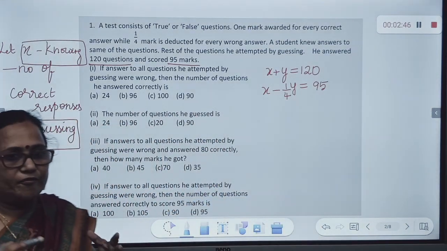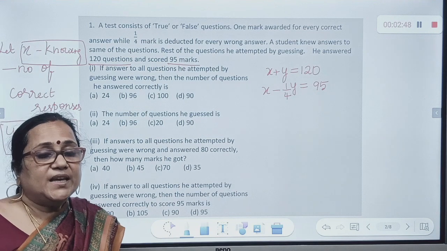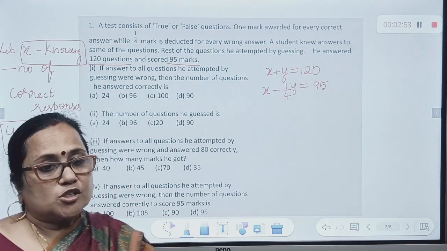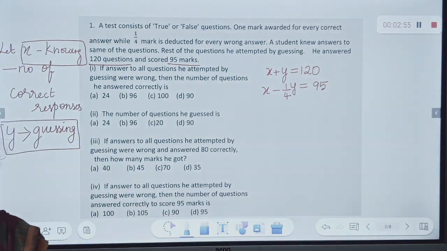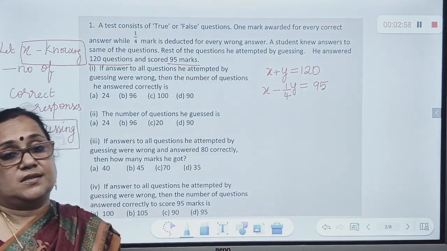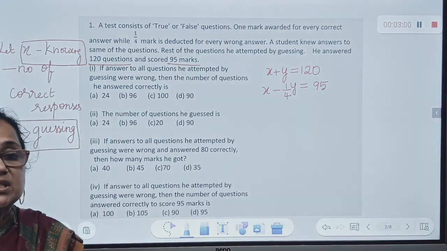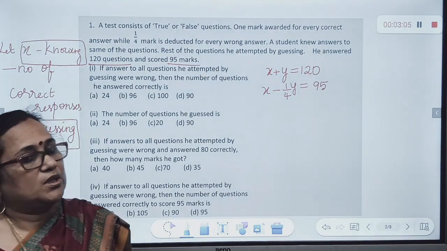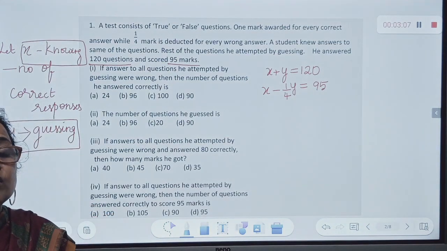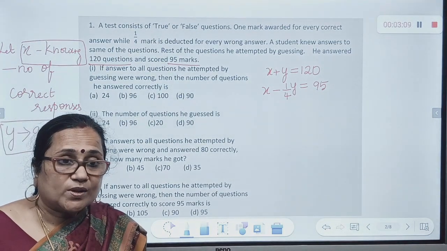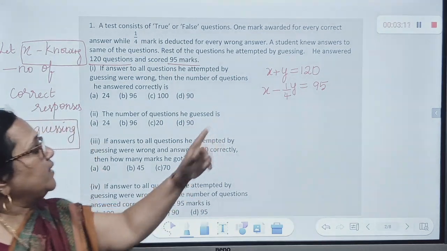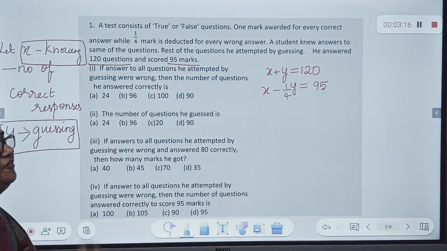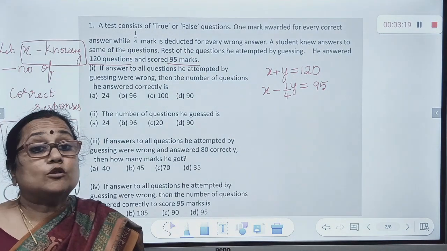So there are true or false questions. Some he answers because he knows the answers. Some he guesses. So let x be the number of questions he is answering because he knows the answers. Let y be the number of questions he is answering only by guessing, because he does not know the answers. Now since he has answered 120 questions in all, x plus y equal to 120. Now, how much marks has he scored?